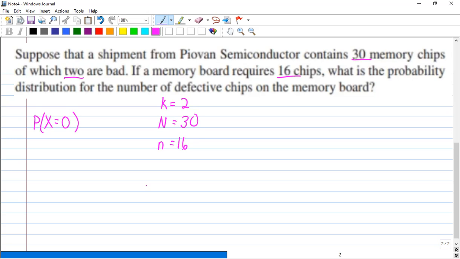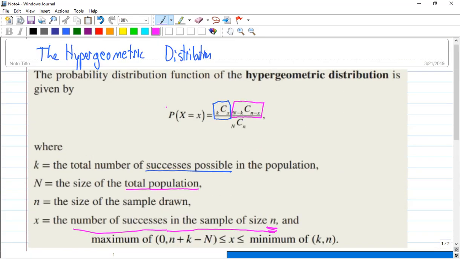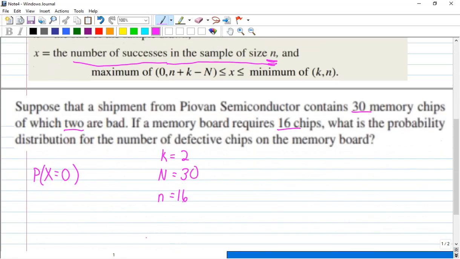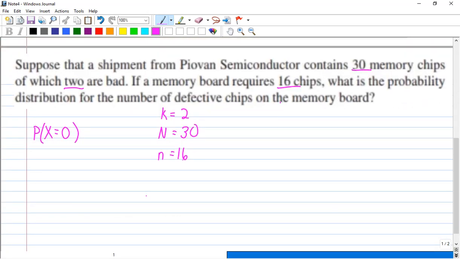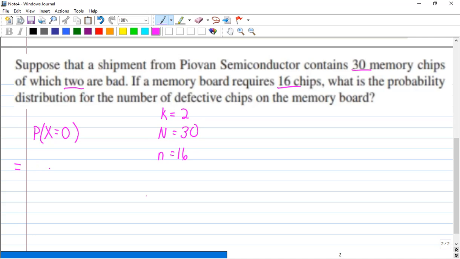All right, so the problem that I made up from all this information is, what's the probability that the memory board will have no defective chips? Okay, so to do that, I'm going to have to use the formula, that long formula up here. So this is going to be equal to, it's KCX.